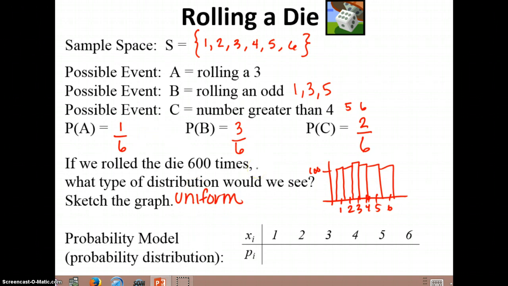So down here we have the probability model, and all that does is show the different probabilities for each individual outcome of the sample space. So what is the probability of rolling a 1? That's 1/6. Rolling a 2, 1/6. And all of these are 1/6, of course. One thing to note here is this total always is 1 because it's each individual thing happening.